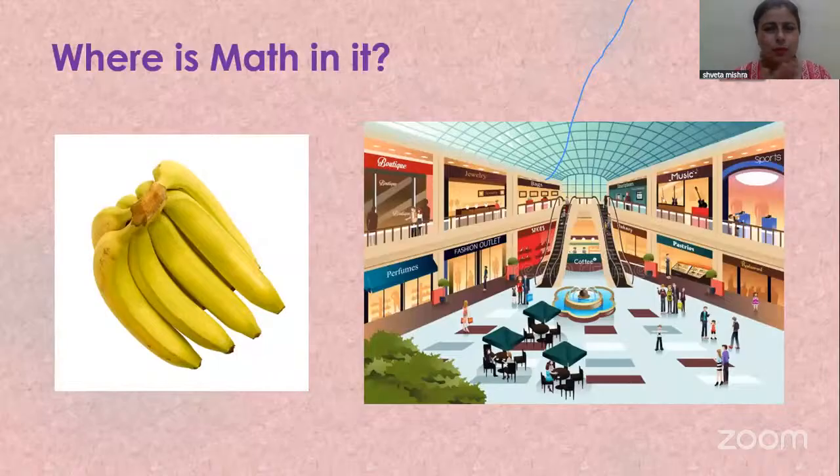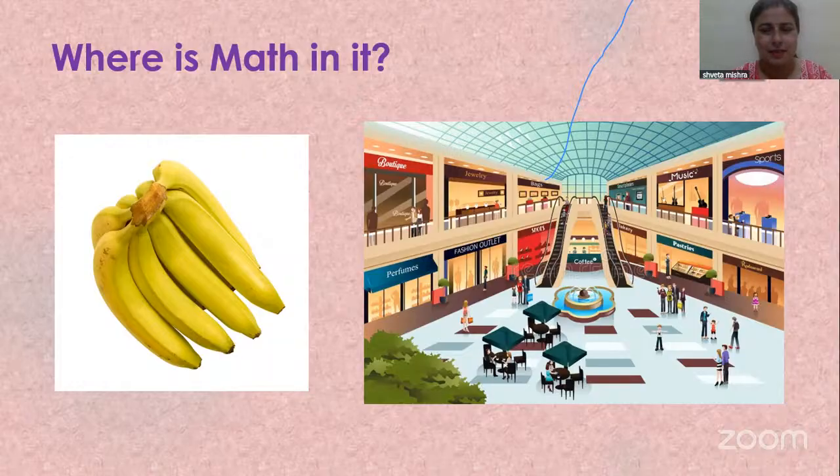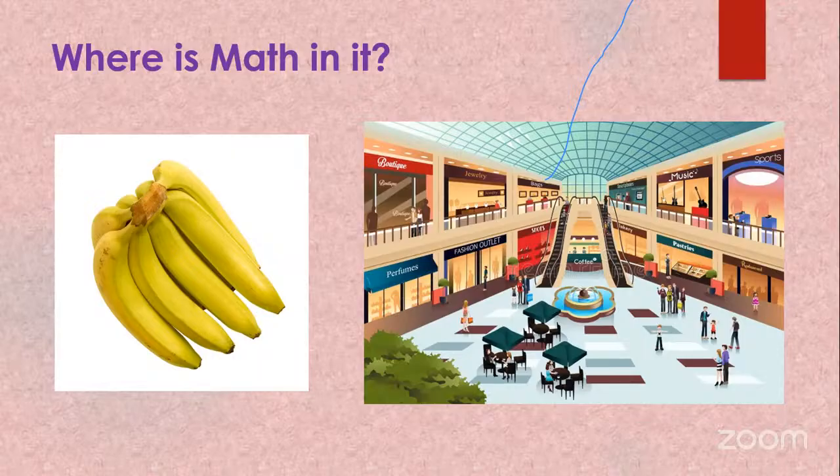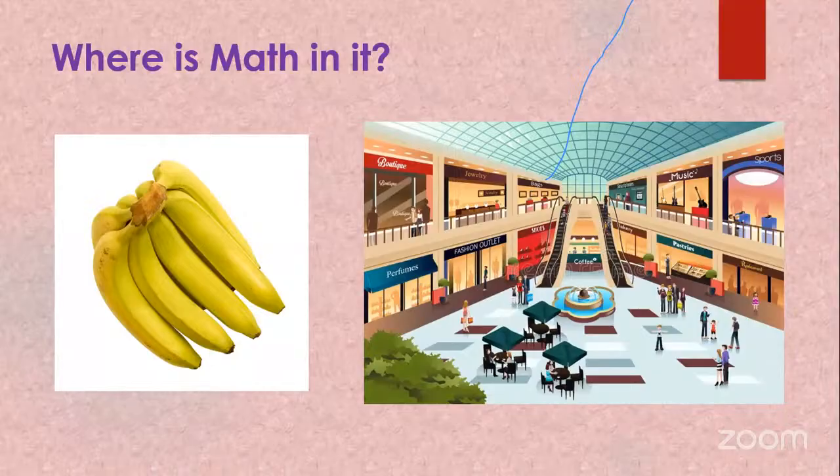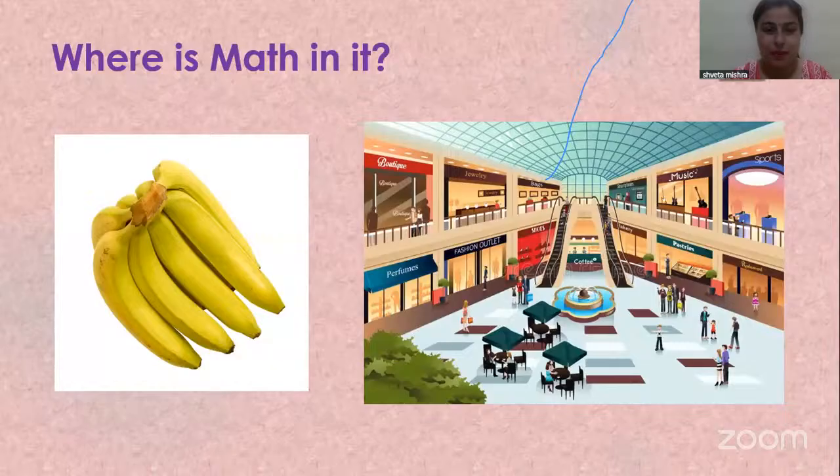Please focus on the other picture as well, where you can see a scene of a mall. Can we find maths in it? Maybe the shape of the mall. Yeah, very nice. Geometry of the mall. Very nice. What else? The number of people in the mall.